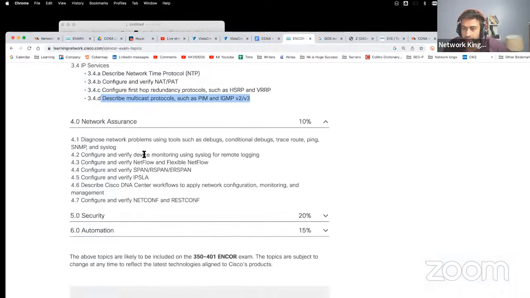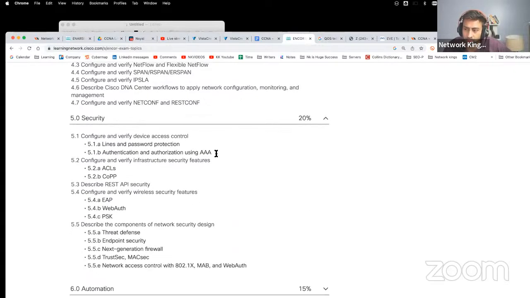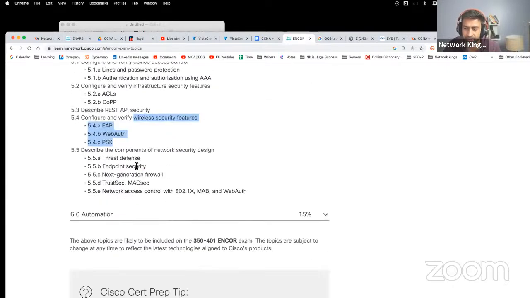So after that, we have NetFlow, Flexible NetFlow, SPAN, IPSLA, DNA, NETCONF, RESTCONF. And in security, we will learn about AAA. We will understand what AAA is. ACL and CoPP are also part of RC, but here we also learn EAP, WebEx authentication, pre-shared key, and wireless security. And then we have these network security design techniques. Again, this is a theory part.